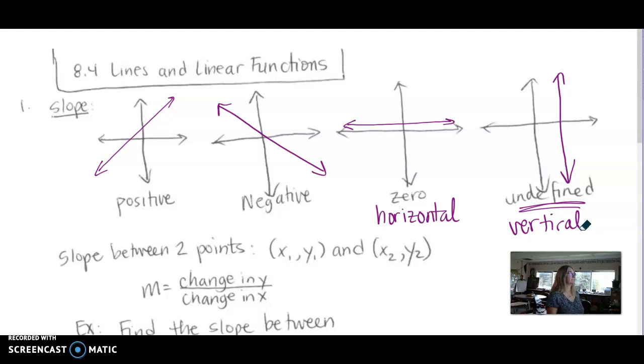Okay, so to find the slope between 2 points, we have a formula. Graphically it's the change in y divided by the change in x. So another way to say that is rise over run. You may have heard that before.